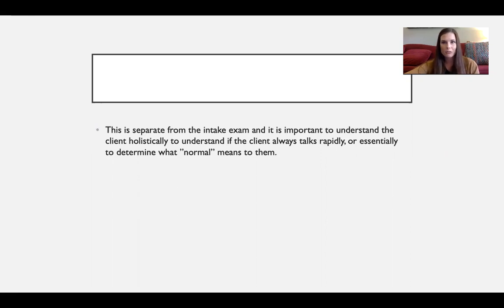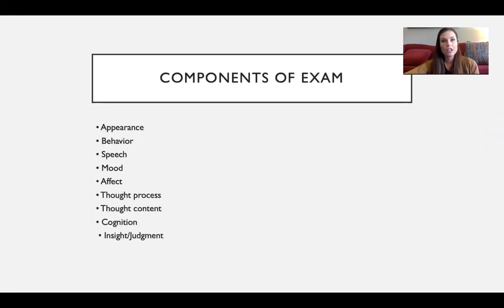Because, for instance, if someone is talking rapidly, that might be normal for them, but it may be that they're experiencing some other symptoms and that's a temporary experience for that person. So the components of the exam are you're going to assess the appearance, behavior, speech, mood, affect, thought process, thought content, cognition, insight, and judgment.